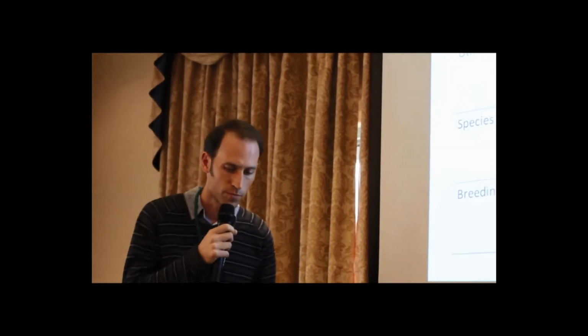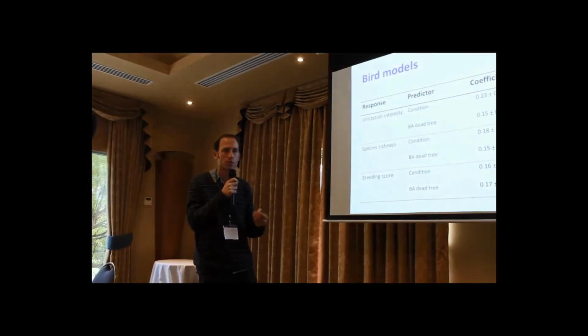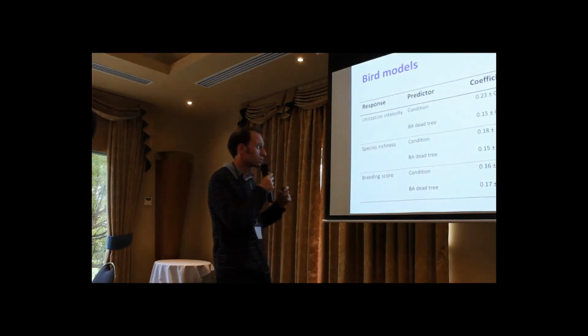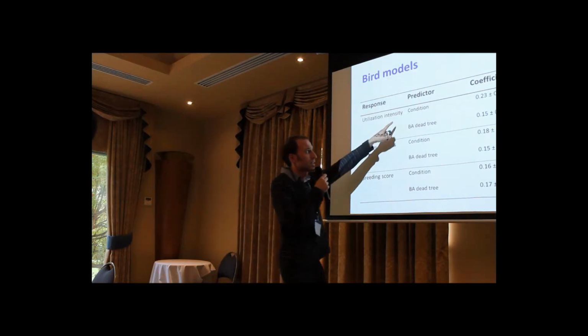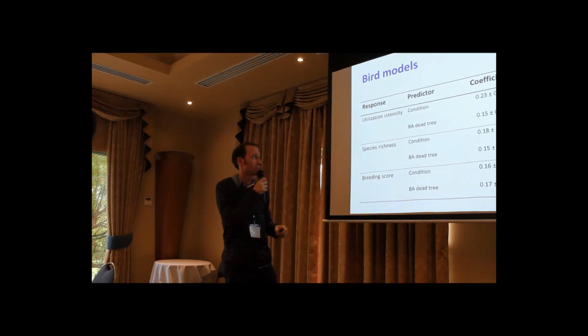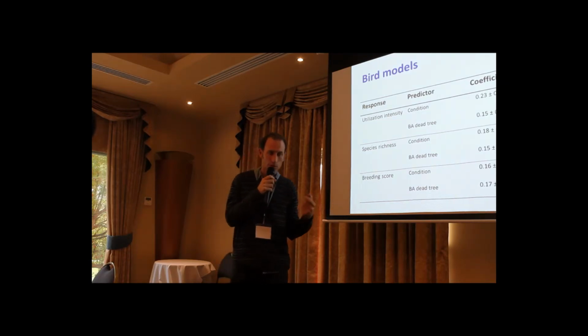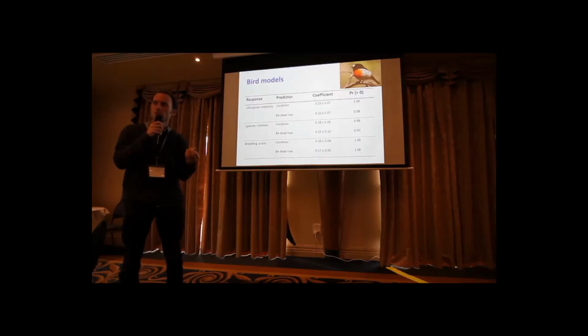And we looked at modelling this against various habitat variables, including things like coarse woody debris and that sort of thing. What we found was the strongest predictors of these 3 bird responses were stand condition and also basal area of dead trees. It was a good predictor of how many birds were there, how many species were there, and also the success of breeding. So quite a strong relationship between what we could map across the whole forest and what the birds were doing.